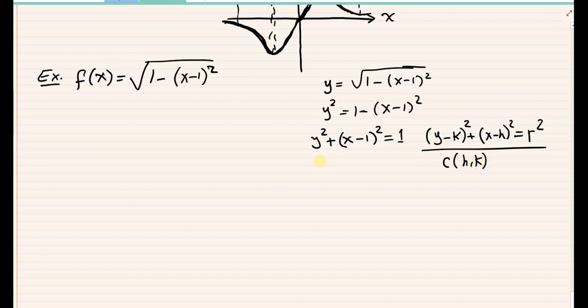So here h is 1 and k is 0, right? y minus 0 squared, so that's your k. So the center is at (1, 0), radius is 1, which is the square root of the number to the right of the equation, which is a 1. So again, I have a circle of radius 1, center at (1, 0).